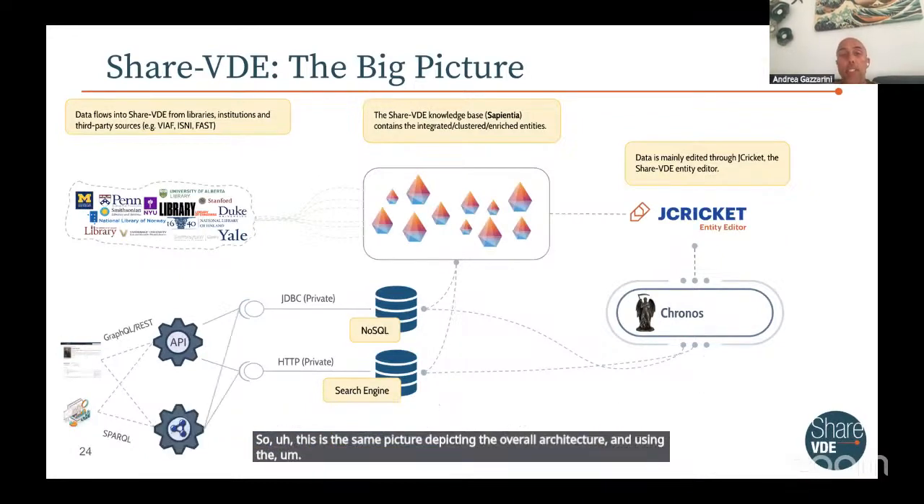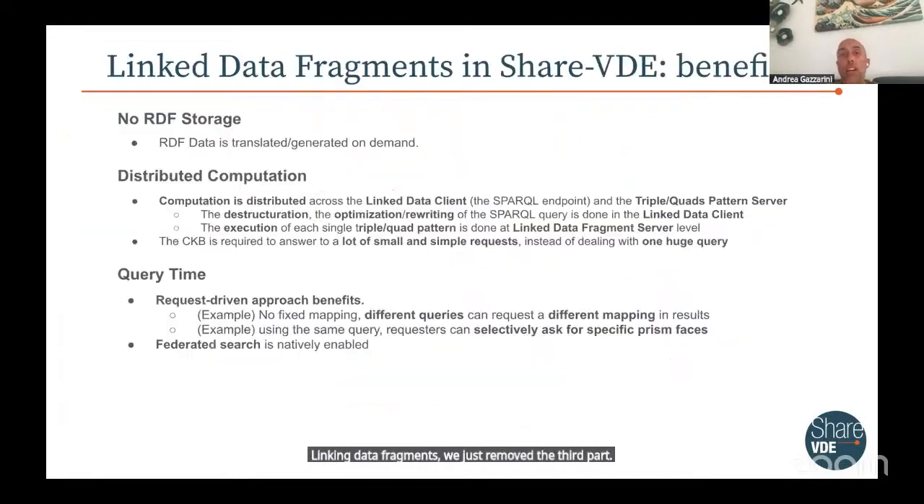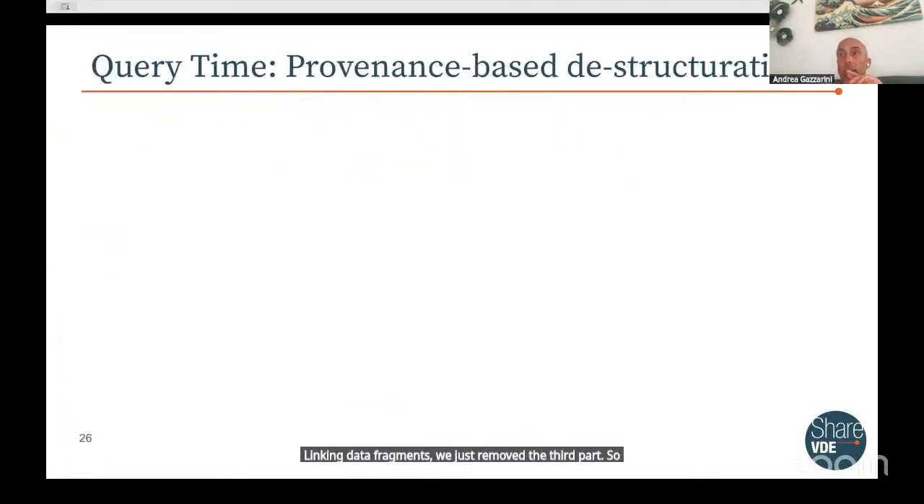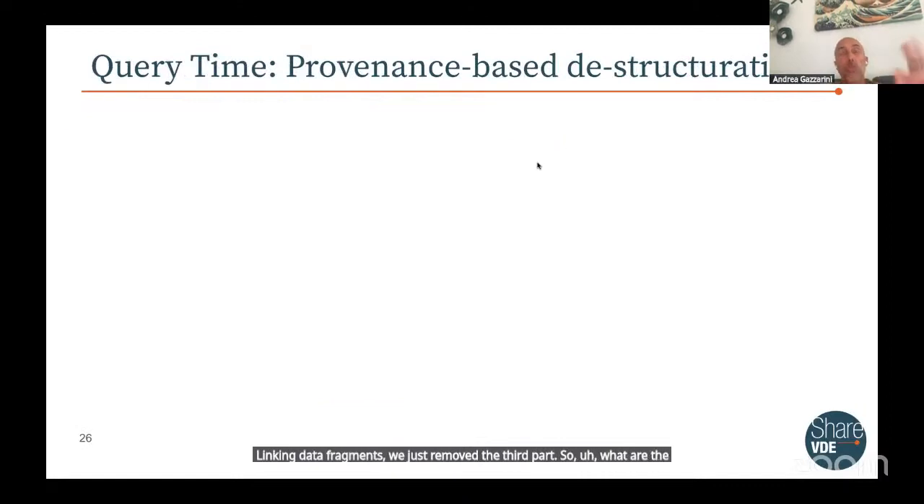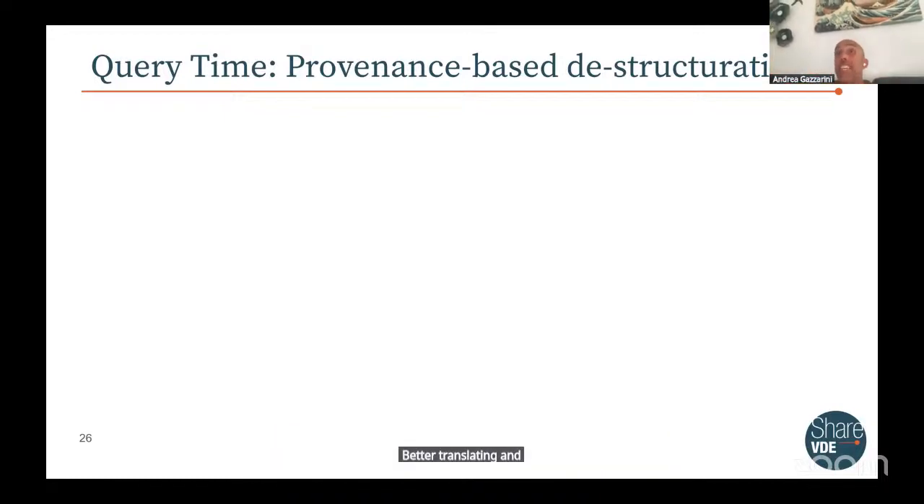So this is the same picture depicting the overall architecture, and using the linked data fragments, we just remove the third part. So what are two examples of the benefits of working in terms of translating and publishing RDF in real time?